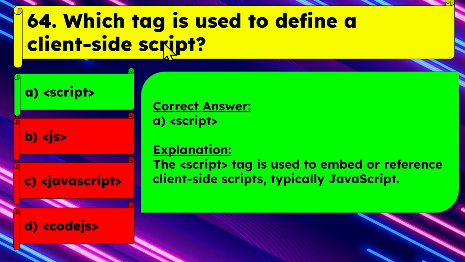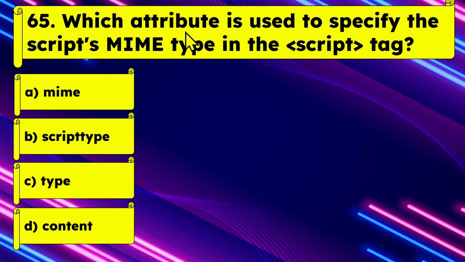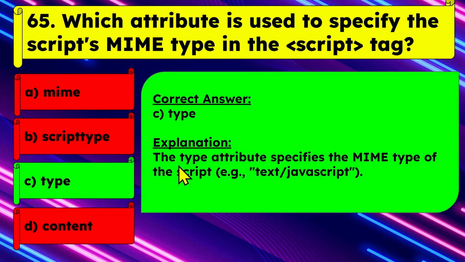JavaScript. Next question is, which attribute is used to specify the script's MIME type in the script tag? Option A, MIME, option B, script type, option C, type, or option D, content. So here the correct answer is option C, type. You can see the type attribute specifies the MIME type of the script. Example, text/JavaScript.